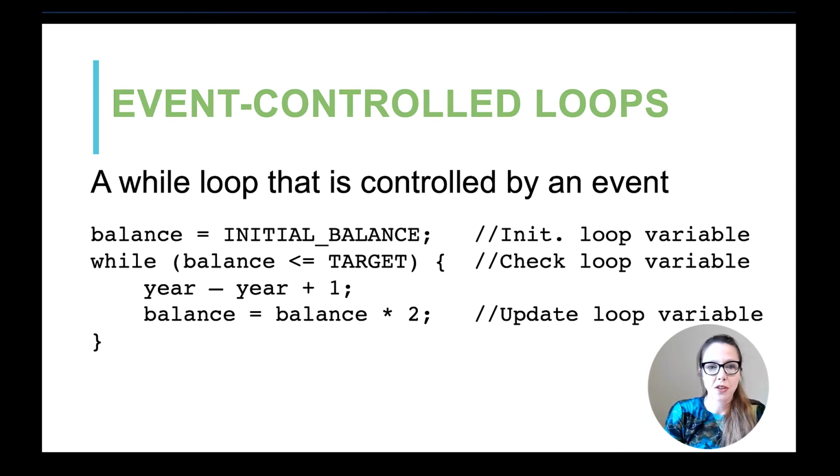But there's another type of structure, which is an event-controlled loop structure. That's an example where, when we wanted to check if the balance in our savings account had grown to $2,000, that's an example of waiting until something happens. So continuing to let it grow until something changes. In this example, we've got balance set to some initial balance, and we initialize that loop variable, and then we check the loop variable against some target and update different details within the loop itself.